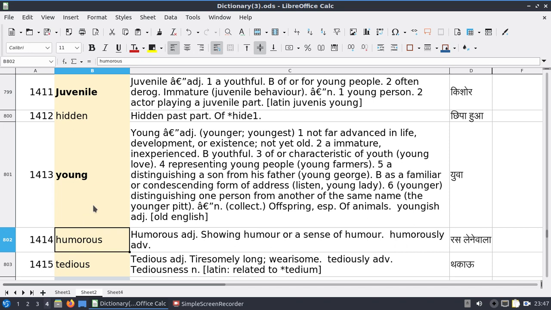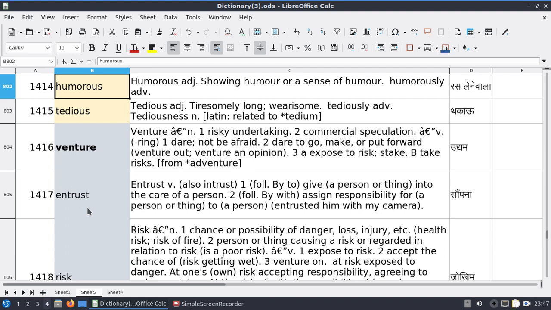Humorous. Humorous means having a sense of humor. That is having a comical sense. That is humorous. Humorous movie. That means it's kind of a funny movie. Tedious. We had discussed this earlier multiple times also. Tedious is tiresome. It is very long. Tedious journey. That means the journey is a very tiresome journey. Tedious details. Very tiring details, etc.